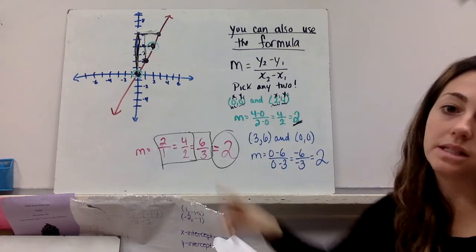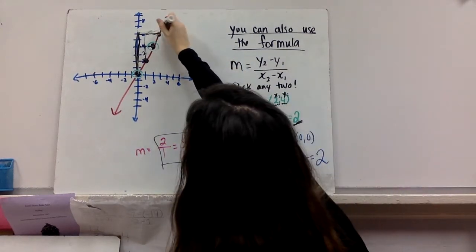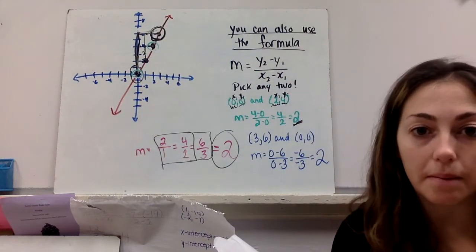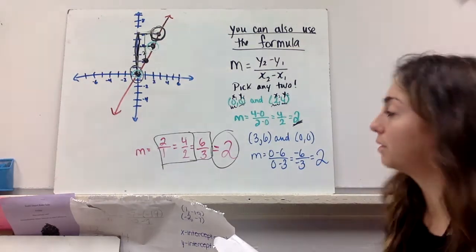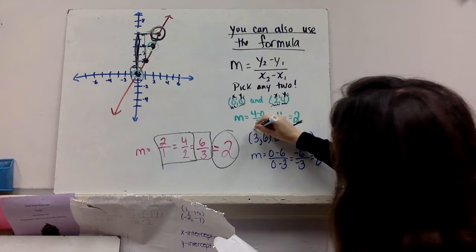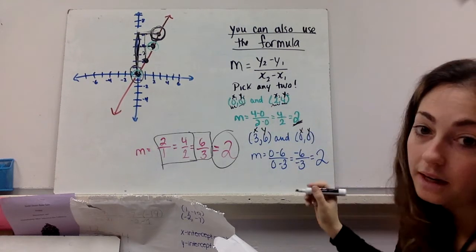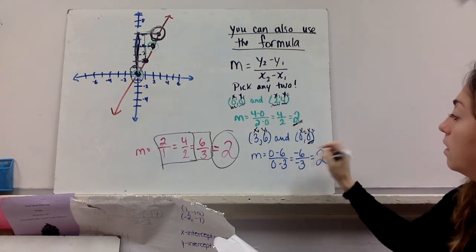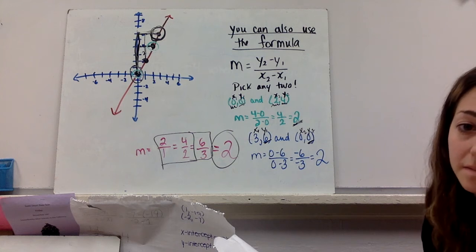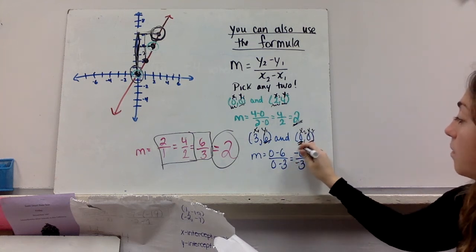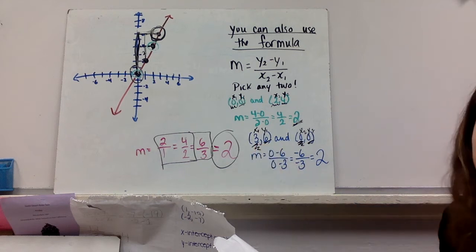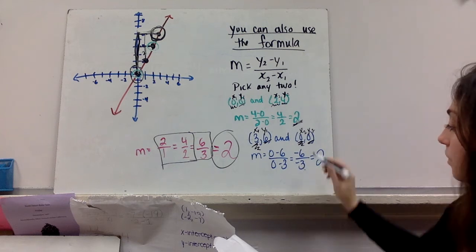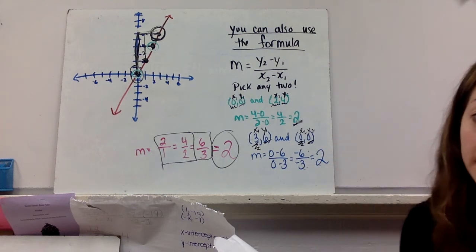Maybe I use these 2 points, 3, 6, right here, and 0, 0. I picked 0, 0 just because it's an easy number to subtract or add with, but I could have used that number. Now again, this is my x, y, and this is my x, y. I'm always going to call these the 1s and these the 2s. So I have 0 minus 6 over 0 minus 3. 0 minus 6 is negative 6, and 0 minus 3 is negative 3, and negative 6 divided by negative 3 is positive 2. All right, cool.